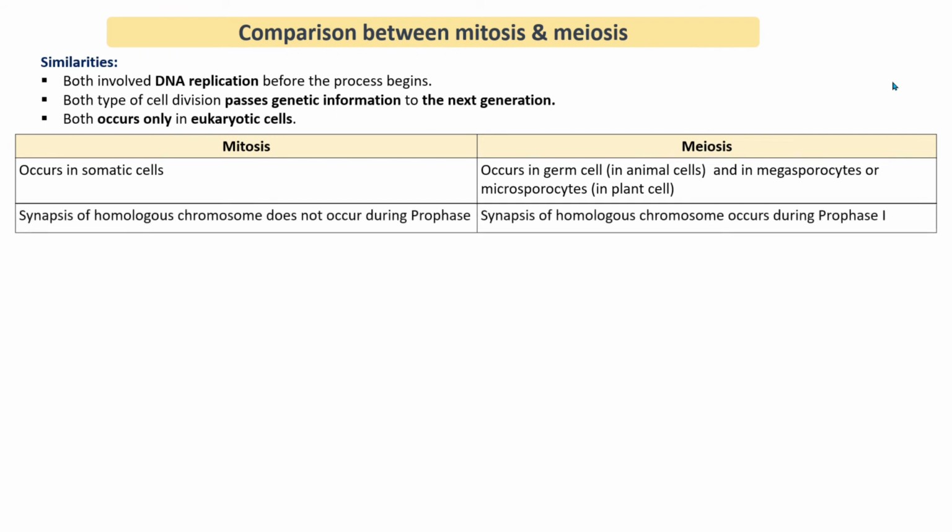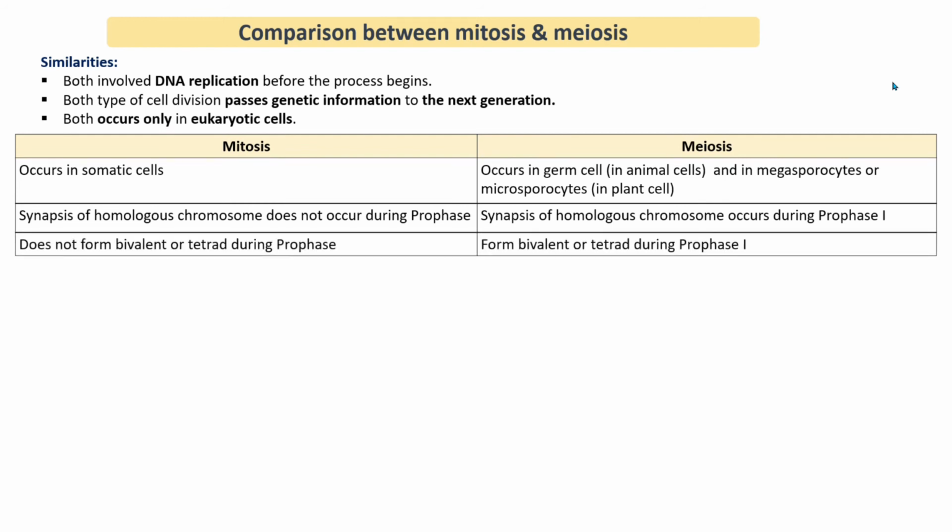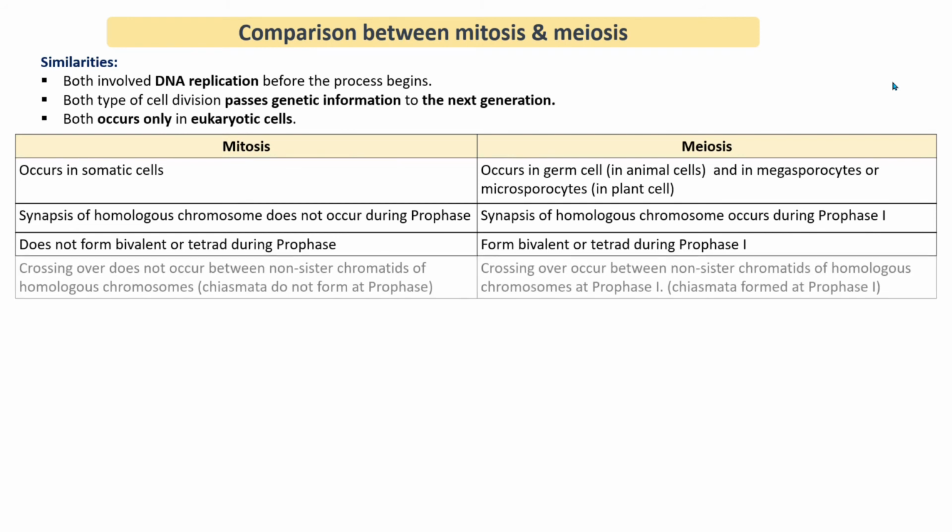In mitosis, synapsis of homologous chromosomes does not occur during prophase, meanwhile in meiosis, synapsis of homologous chromosomes occurs during prophase I. In mitosis, bivalent or tetrad does not form, meanwhile, in meiosis, bivalent or tetrad are formed during prophase I. In mitosis, crossing over does not occur and chiasmata are not formed. Meanwhile, in meiosis, crossing over occurs between non-sister chromatids of homologous chromosomes at prophase I, and chiasmata are formed.